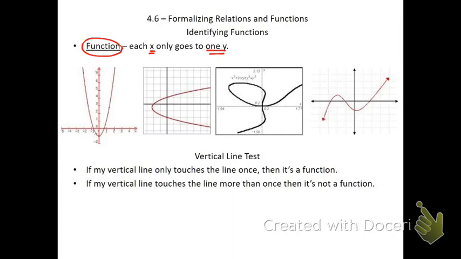If you've got a graph, then you've got to do something called the vertical line test. The vertical line test states that if any vertical line only touches a line once, then it is a function. And if my vertical line touches a line more than once, then it's not a function. So let's go ahead and look at these graphs. If you take a look at the first graph, if you make a vertical line anywhere on this graph, it's only going to touch the graph in one location. So this first graph is a function.